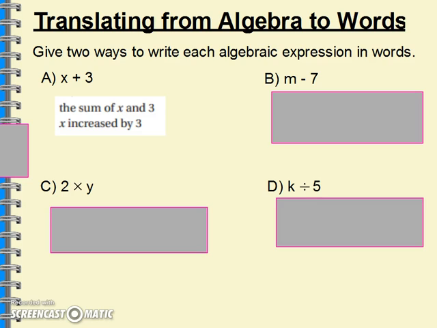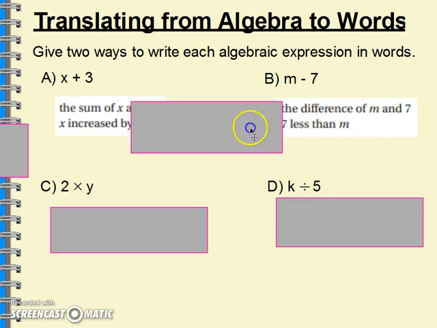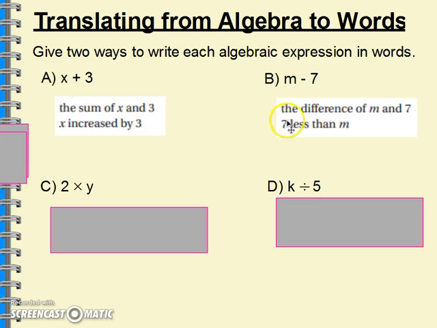Now that you've had a chance to try B, C, and D, see if any of your results match up to the ones shown here. For B, we have m minus 7. You could also have the difference of m and 7, or 7 less than m. Notice here that it's not m less than 7. That would mean that you would have 7 minus m instead.